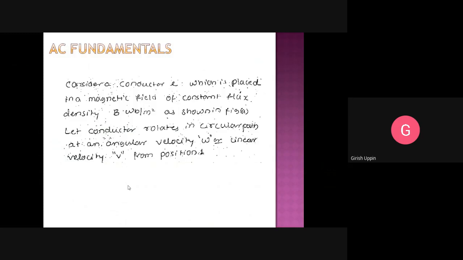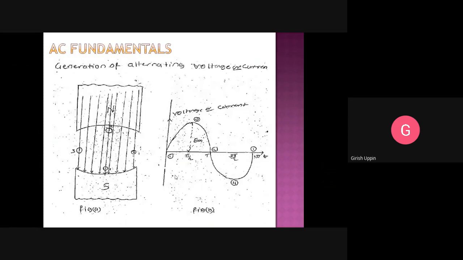Now we will see how the EMF is generated, how alternating current and alternating quantities are generated, with an example. We'll consider one conductor placed in a magnetic field of constant flux density of B Weber per meter square, and the length of the conductor is L. This conductor is placed in a magnetic field having a density of B Weber per meter square, as shown in this diagram.